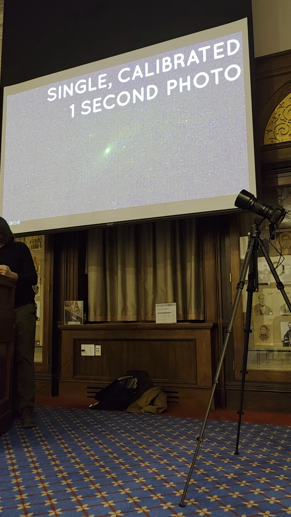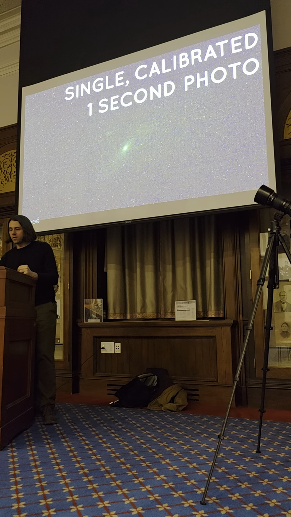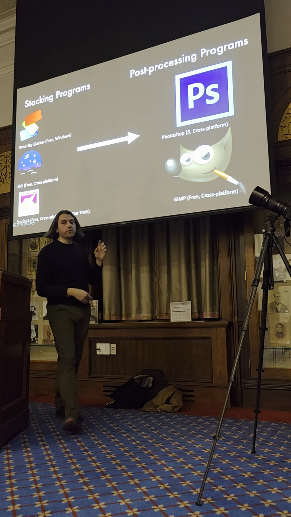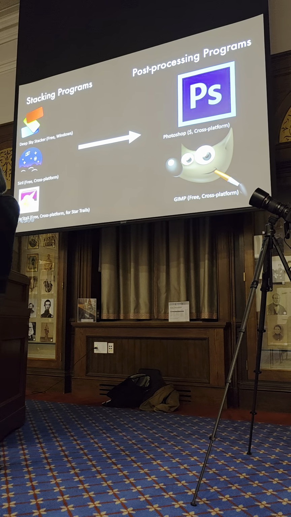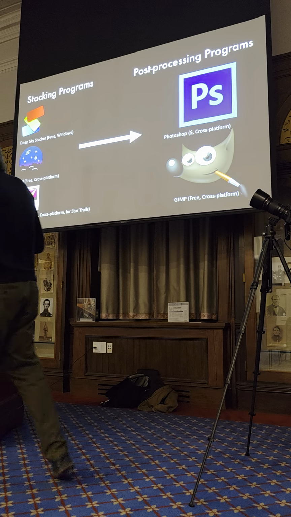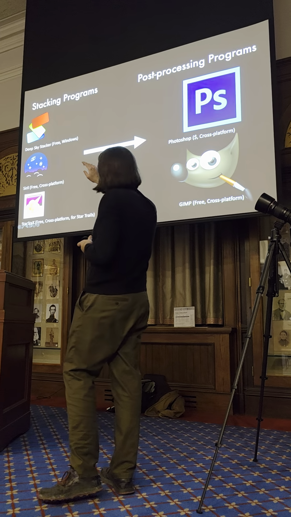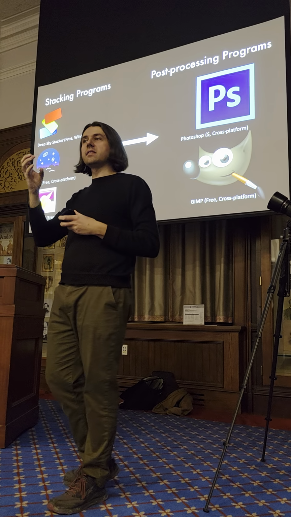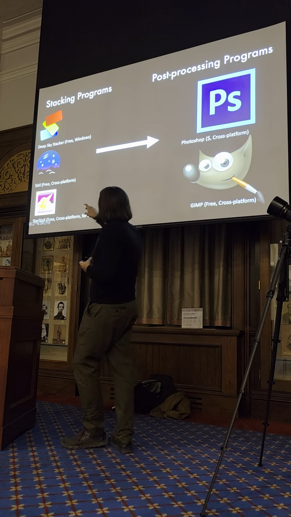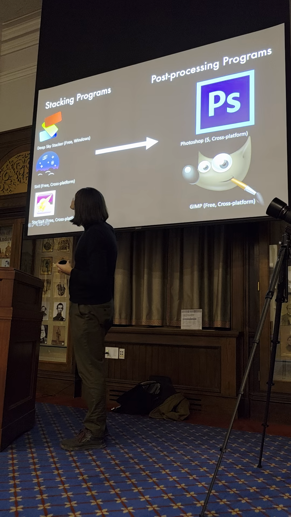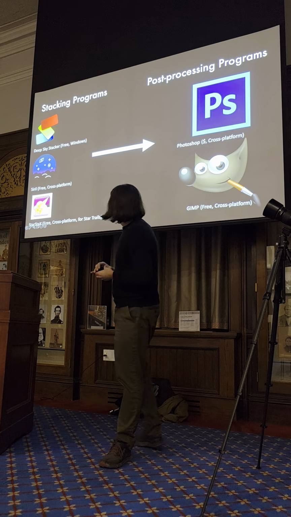Okay, so after you've taken hundreds of these 1 second photos and calibrated them, there are free stacking programs to take all those hundreds of pictures and reduce them down into one final picture. So these are the free stacking programs that I recommend. If you're on Windows, Deep Sky Stacker, a lot of people find that the easiest one to get started with. If you are on Mac, you can't use Deep Sky Stacker, but there's another one called Siril. It's a little bit more techy, but I do have good videos about using it.